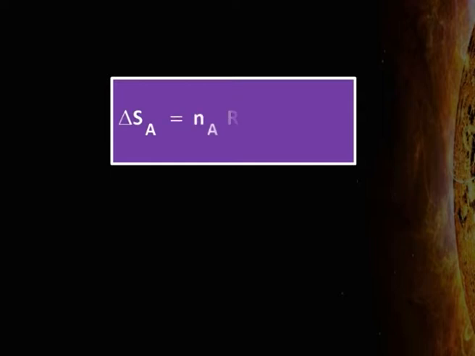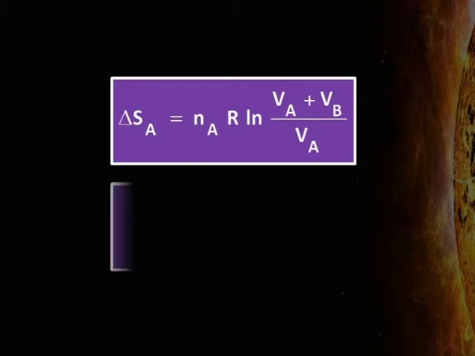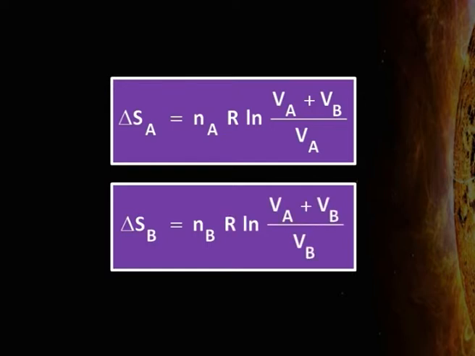Therefore, delta SA will be equal to Na R natural log (Va plus Vb) divided by Va, and delta SB will be equal to Nb R natural log (Va plus Vb) divided by Vb. Here delta SA is the increase in entropy during expansion of gas A and delta SB is the increase in entropy during the expansion of gas B. Na is the number of moles of gas A and Nb is the number of moles of gas B.